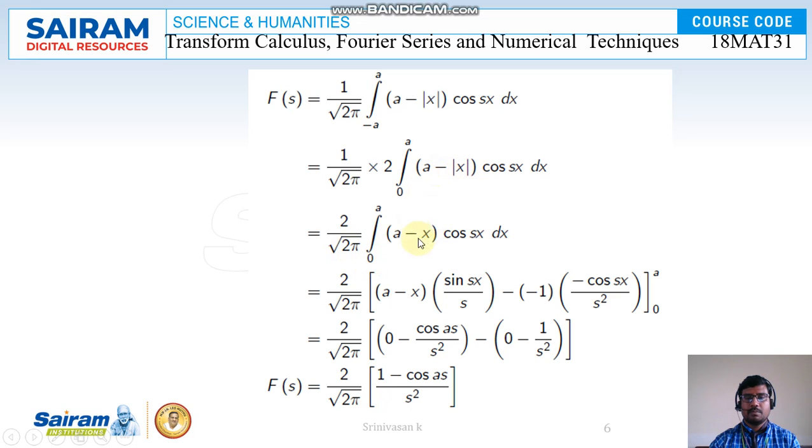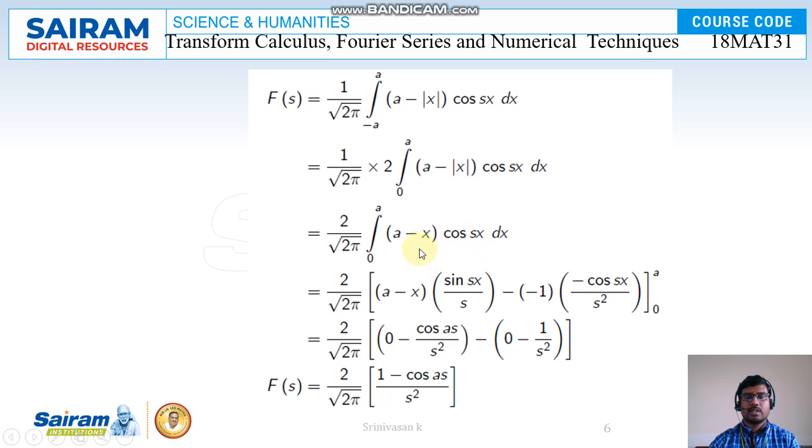Then here we put x. Why do we put x here? Modulus x is equal to plus x when the range is positive, and modulus x is equal to minus x when the range is negative. Clearly, see here the range is positive. Therefore, modulus x becomes plus x. So a minus x into cos sx into dx.